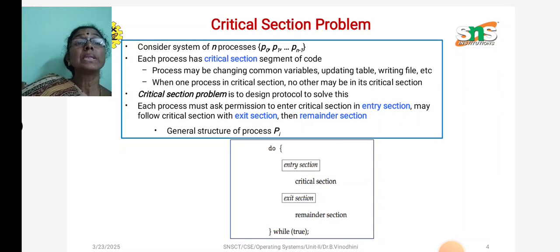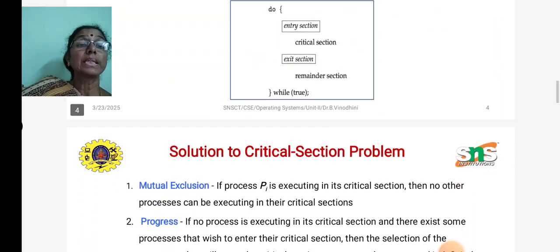The critical section is a segment of code. Any process that wants to enter into the critical section first executes the entry section. After the entry section is sanctioned, that process enters the critical section. After that, in the exit section, the process gives a signal to other processes that it has come out and they can use the critical section. So this is the common structure of any process in the critical region.